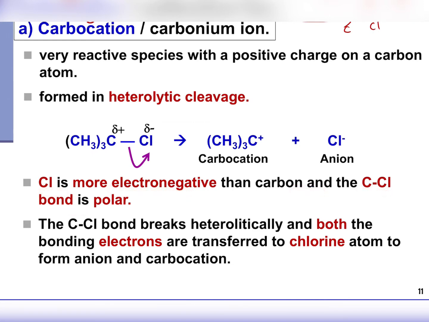Yes, ini yang saya explain tadi. So the CCl bond breaks heterolytically and both the bonding electrons are transferred to chlorine. Ini lagi satu benda yang kamu kena tahu. When the bond breaks, siapa yang dapat elektron tu bergantung kepada electronegativity tadi. Cl more electronegative, that means bila this bond break, Cl yang akan dapat elektron. That's why arrow dia pointing towards Cl. So maksudnya this electron here, when the bond break, Cl yang dapat.